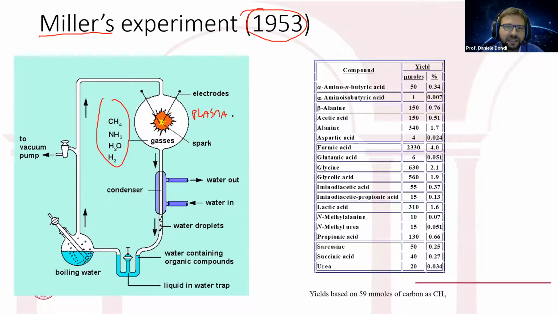But in any case, the idea is, on the Earth you have lightning, so the plasma, of course. Even the heat of the sun, the water can evaporate. So we should recreate the starting condition. They put some methane, ammonia, water, and hydrogen.